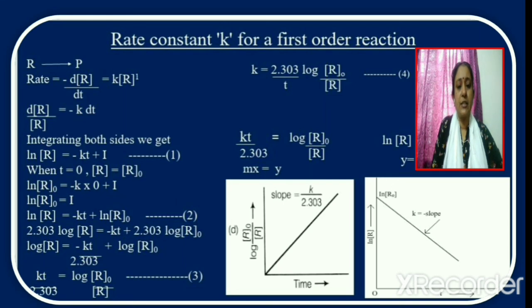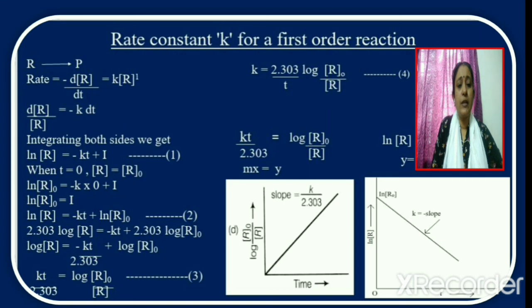We have to find the integration constant I. So for that, let time be taken as equal to 0, so that R will be equal to R0. So the first equation becomes ln R0 is equal to minus K into 0 plus I. Or the integration constant I will be now equal to ln R0. Substitute this value of the integration constant in the first equation. So now the equation 1 becomes ln R is equal to minus Kt plus ln R0.